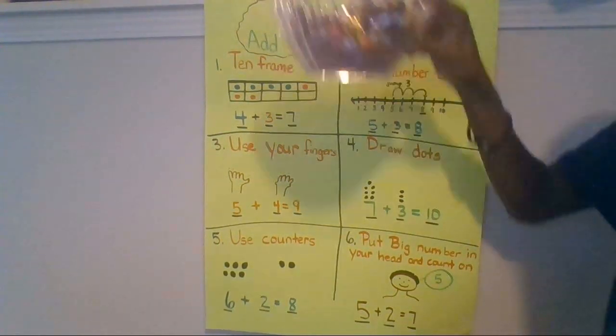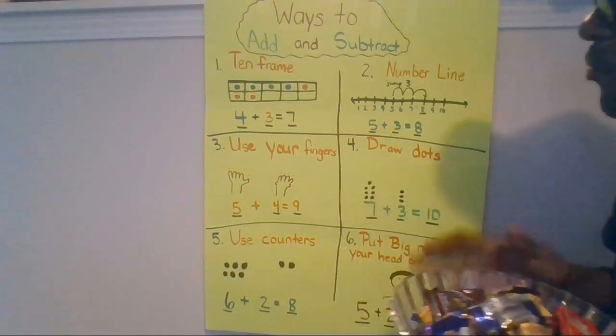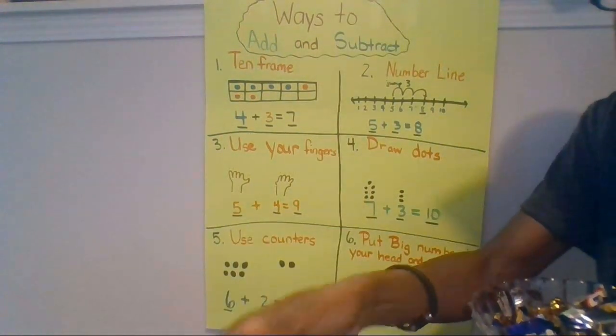In my case, I have a bowl of what? Candy, because I like candy. All right, so we're going to use my candy as counters today. Now I have a plate so I can lay my candy on it as I count.